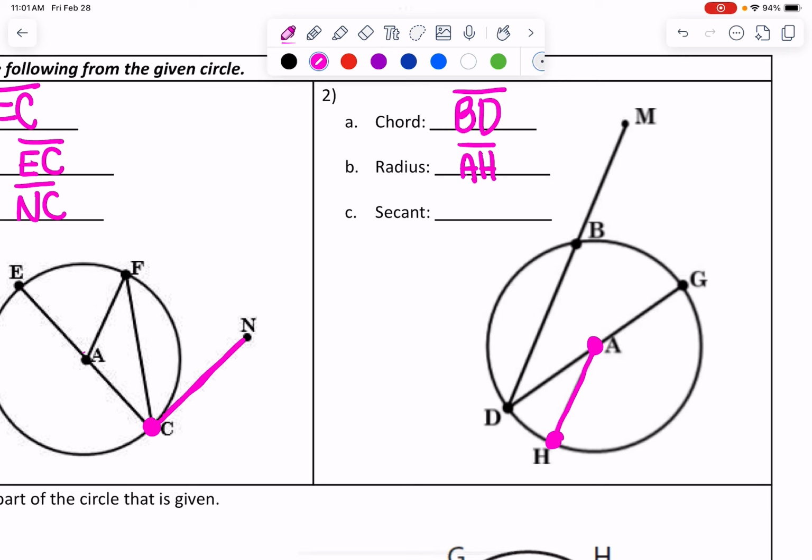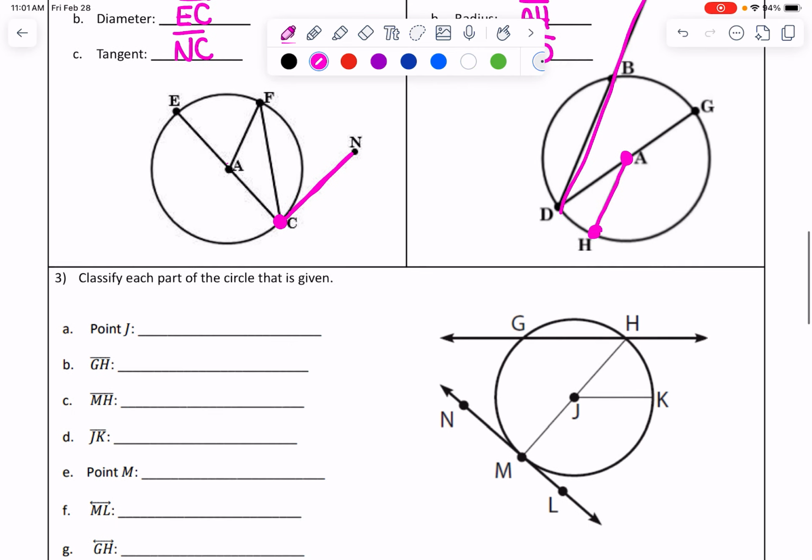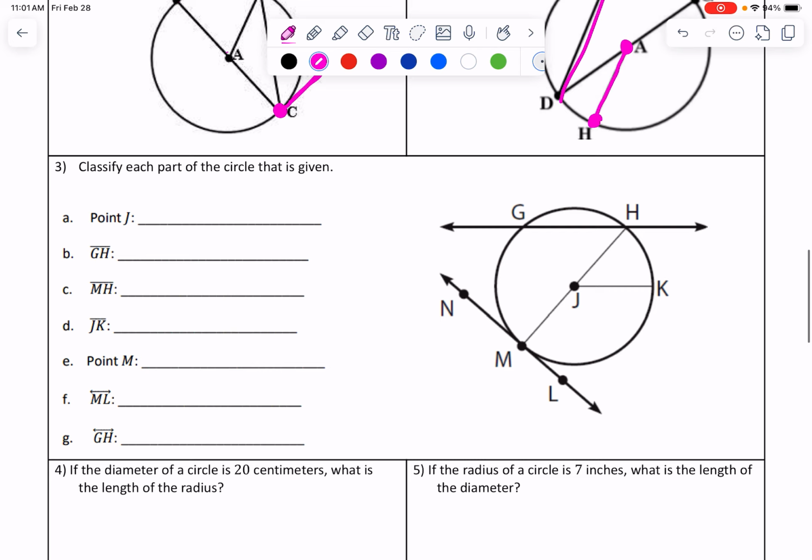And then the secant touches the circle twice, but it goes outside the circle. So that would be the full length, the full length from M to D. Now what we're going to do is look at a picture. You're going to be given certain parts, and you have to tell me what it is.